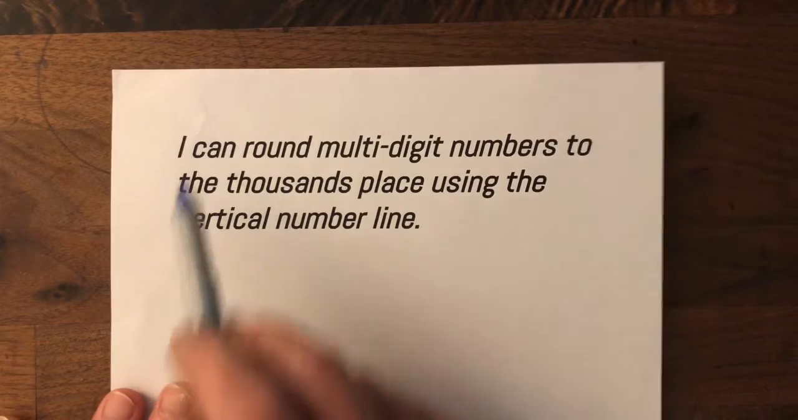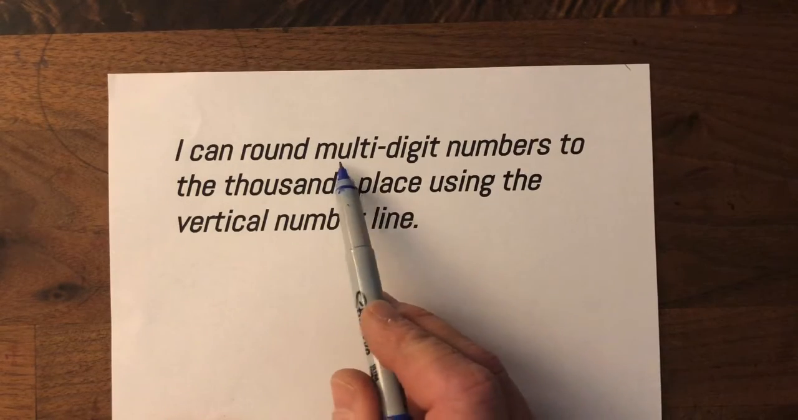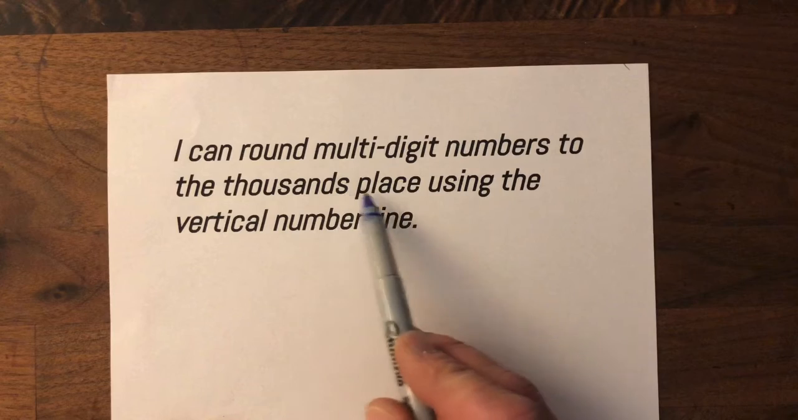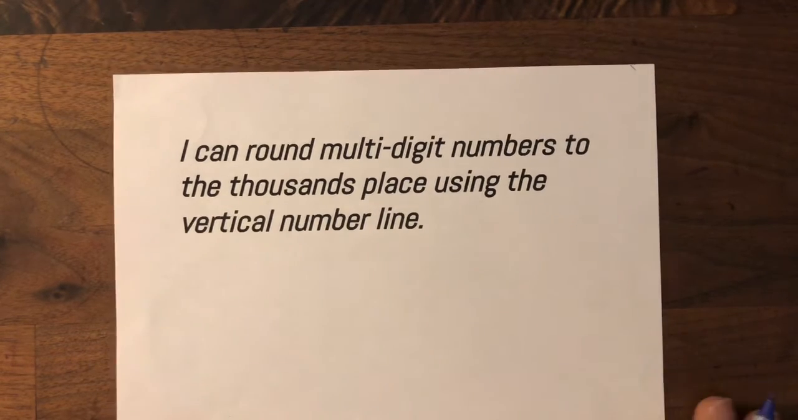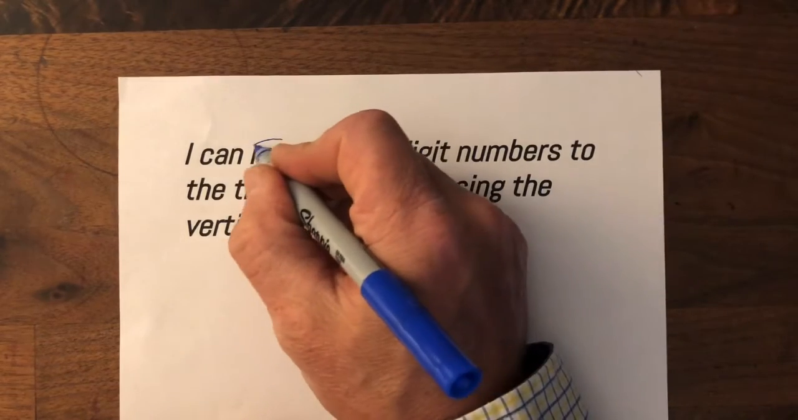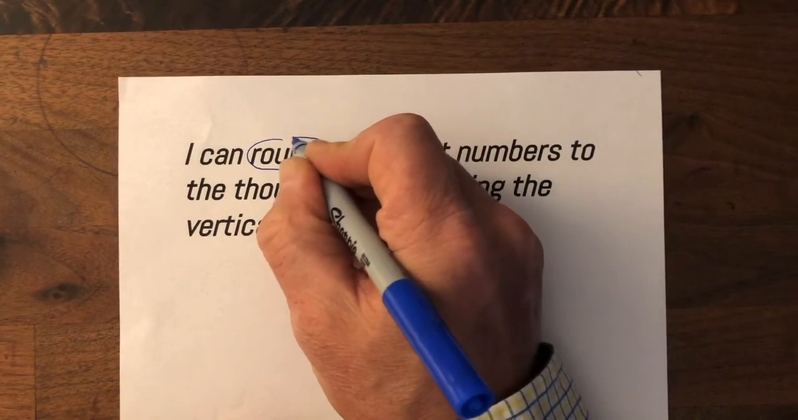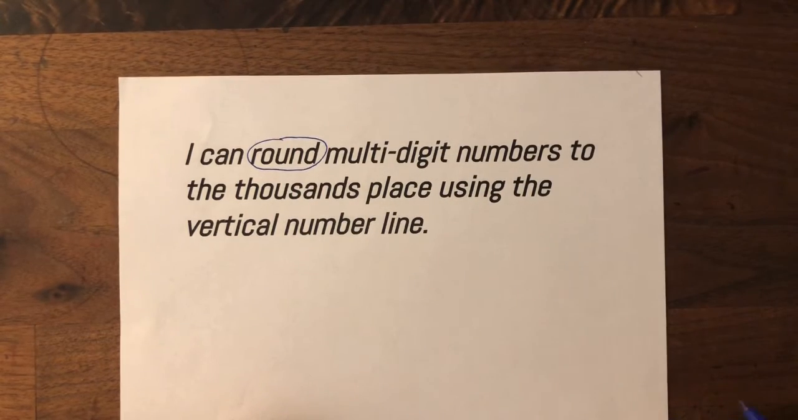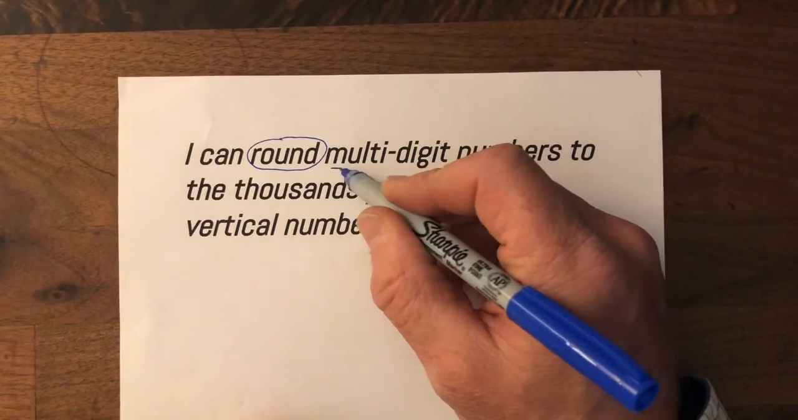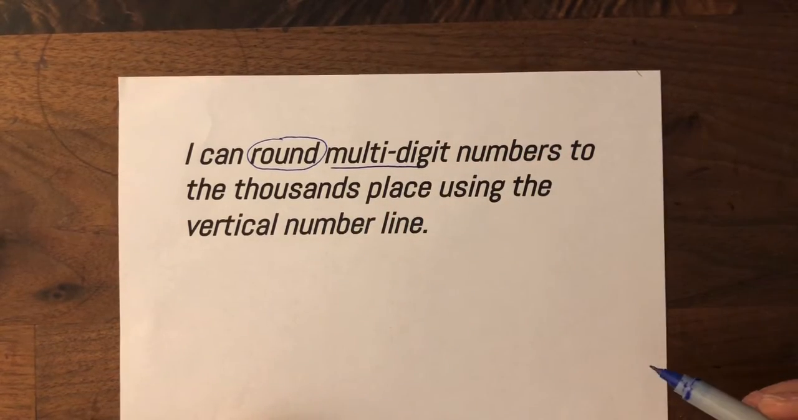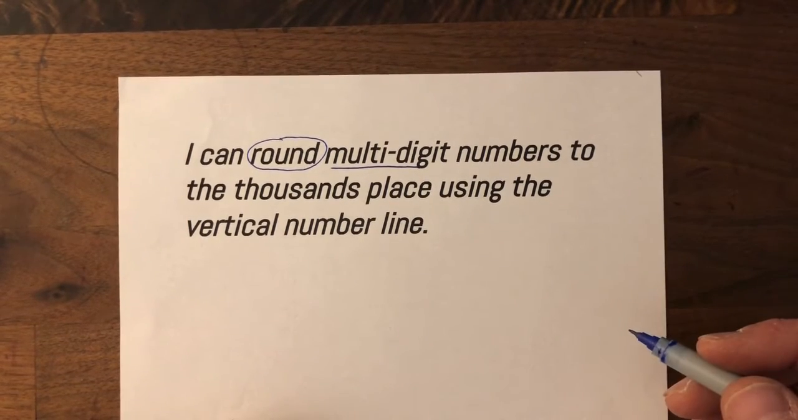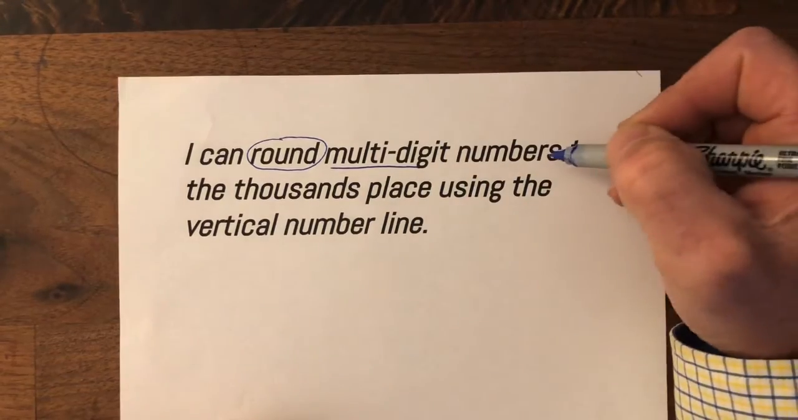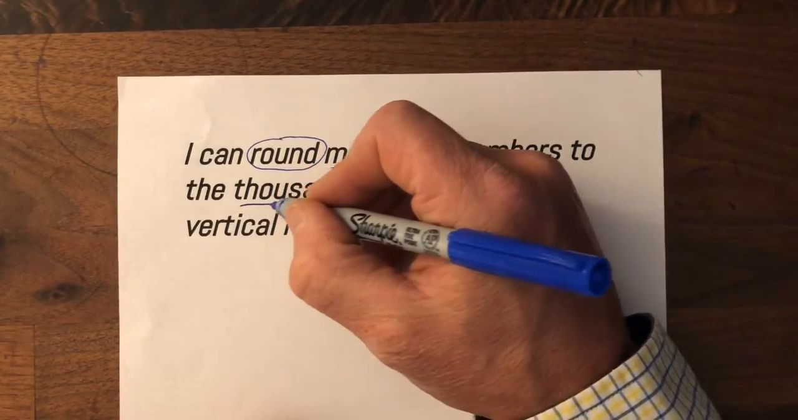So first I'll read this. It says, I can round multi-digit numbers to the thousands place using the vertical number line. So let's talk about what it says here, okay? Rounding. If you remember rounding, we round to the nearest 10, nearest 100 last year. And this year we're going to learn how to round to the nearest 1,000 as well, okay? So multi-digit numbers are more than one number, right? So we talk about numbers in the hundreds, thousands, 10,000s, and 100,000s place. So more than one number, okay? And we're going to do this to the thousands place.